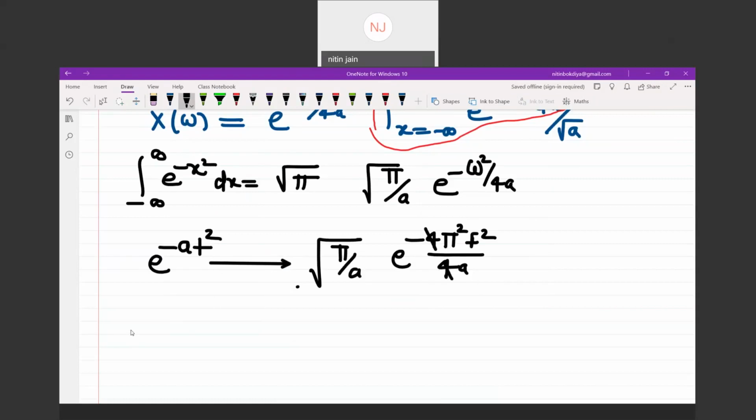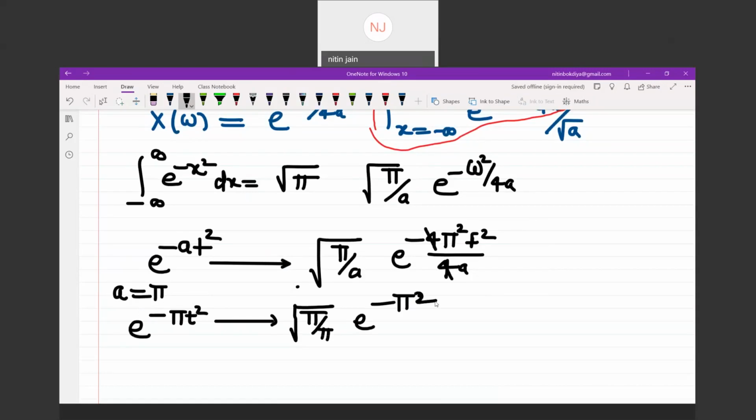And if you take a equal to pi, so what is the Fourier transform of e to the power minus pi t square? You can say its Fourier transform is under root of pi by pi into e to the power minus pi square f square divided by pi. So you can say this is equivalent to e to the power minus pi f square.